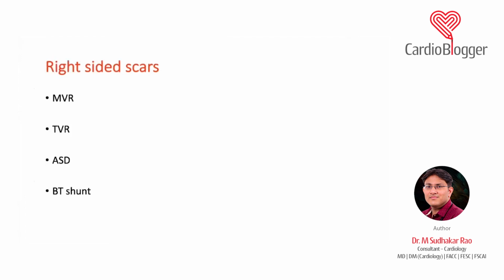The right-sided scars are usually seen in patients who have undergone mitral valve repair or replacement, tricuspid valve repair or replacement, ASD surgical closure, and BT shunt. The Blalock-Taussig shunt, which was done in the past, is always done on the side opposite to the arch. So normally in a patient with a left arch, it is done through the right side, and that is why it is currently not done. Most of the cases done now are modified BT shunts.